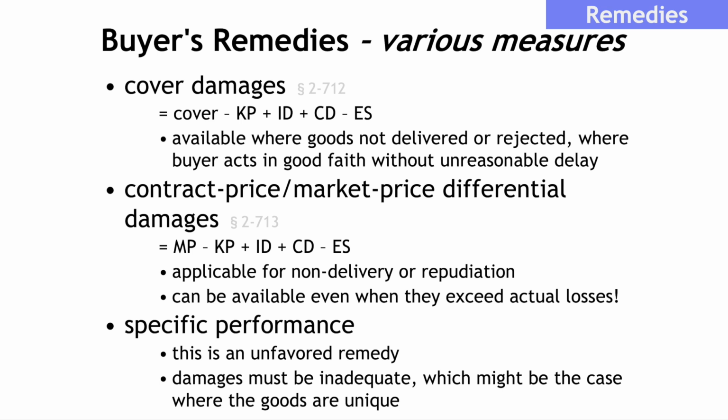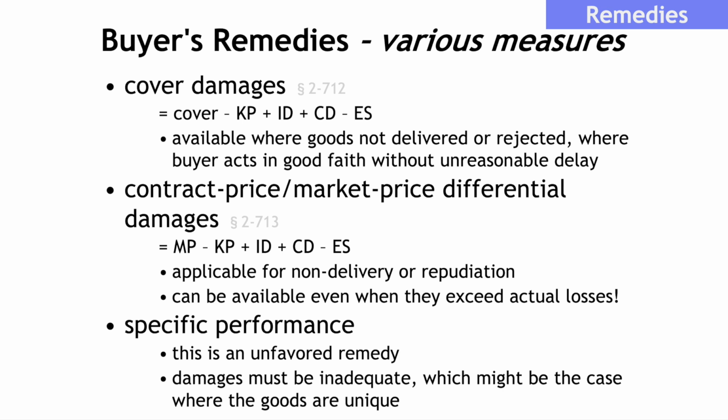That's cover damages. They are available where goods were not delivered or they were rejected rightfully, as long as the buyer was acting in good faith without delaying unreasonably. Next measure of buyer's damages is contract price, market price differential. That works for sellers and also works for buyers. So that's the market price minus the contract price, plus incidental damages, plus consequential damages, minus expenses saved. This works for non-delivery or repudiation.